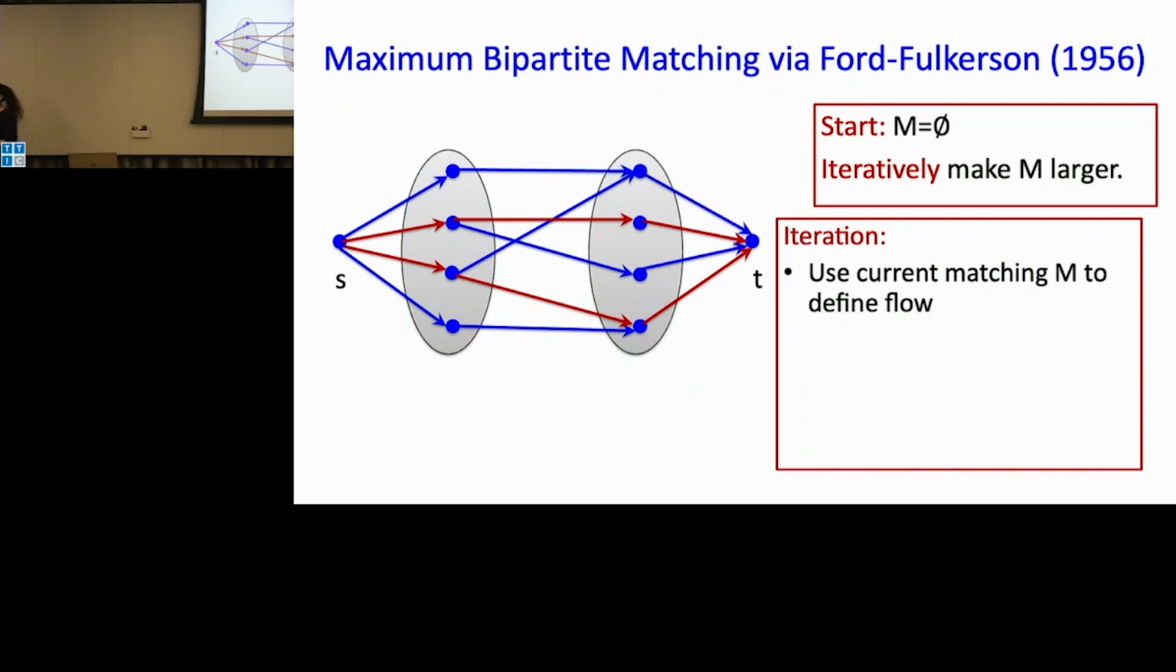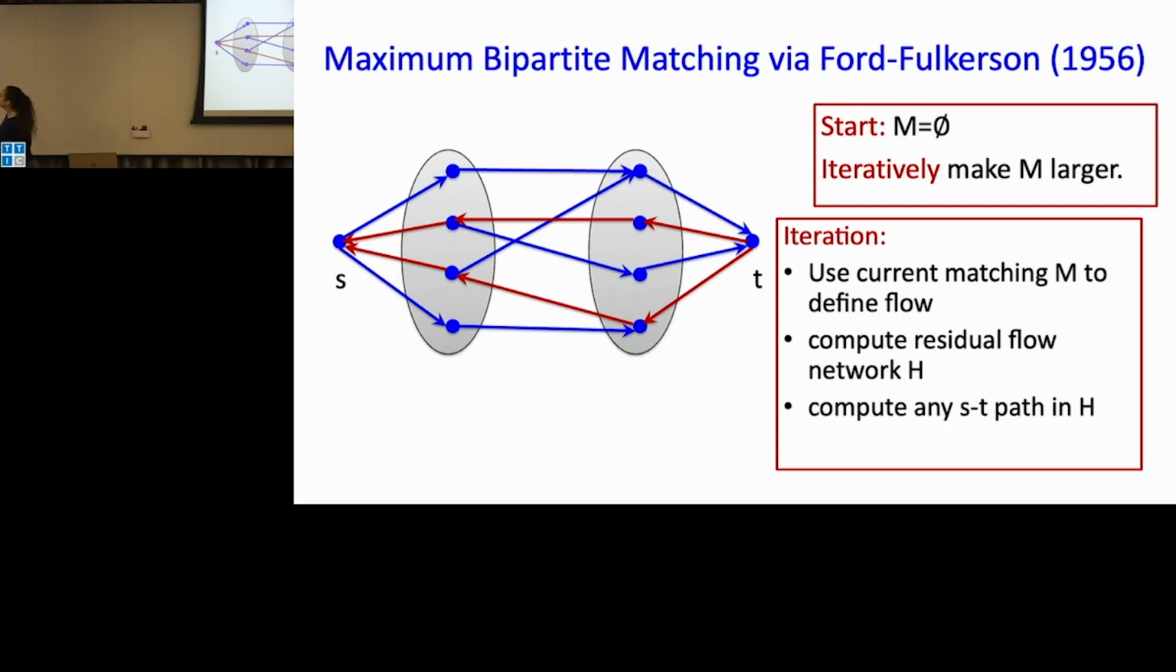Next, we compute a residual flow network. But in this case, all capacities are 1, and all flows are 0 and 1, so the residual flow network is very simple. You just reverse the directions of all red edges, and you're done. This is the residual flow network. Next, we compute any ST path in this residual flow network, for example this one that is shown in fat edges. Sometimes we call it an augmenting path, because next we'll augment the flow and the matching along this path.